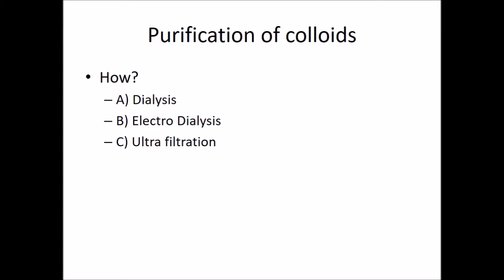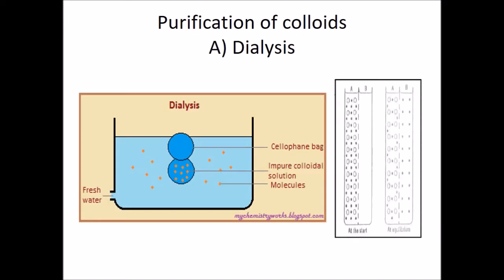So how do we purify colloids? You can use three methods, which are dialysis, electrodialysis, and ultrafiltration. For the dialysis method, we use a semi-permeable membrane bag with distilled water outside, and the impure colloidal solution inside this bag. Let's say the orange colored particles are the impurities.